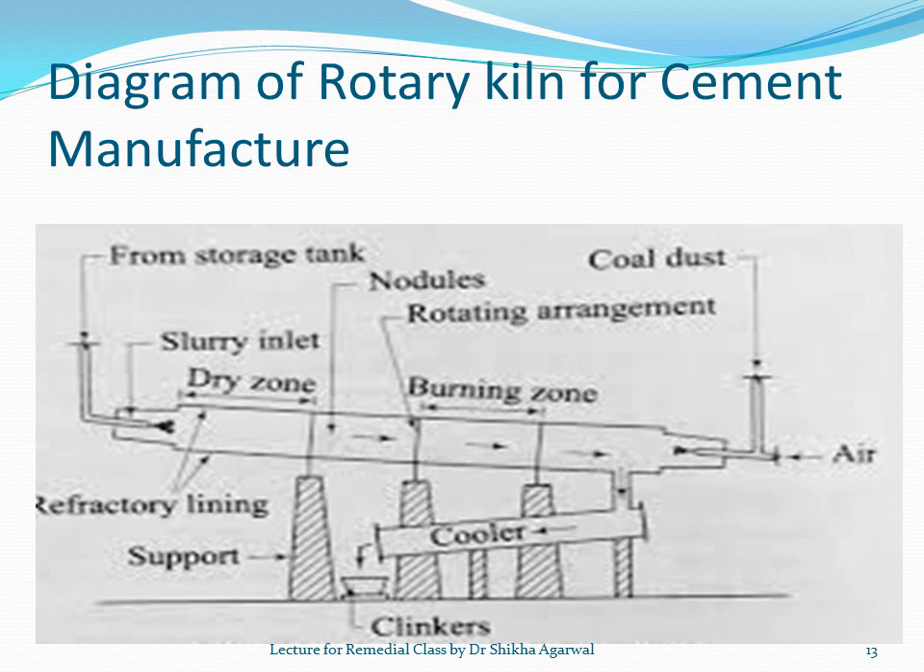In the calcination zone, which is here written as the burning zone, the temperature is 1000 degrees Celsius. And in the lowermost zone, the temperature is nearly 1400 to 1600 degrees Celsius, and that is the clinkering zone. The clinkers move down to the cooler, and after that they are ground, packed, and supplied.